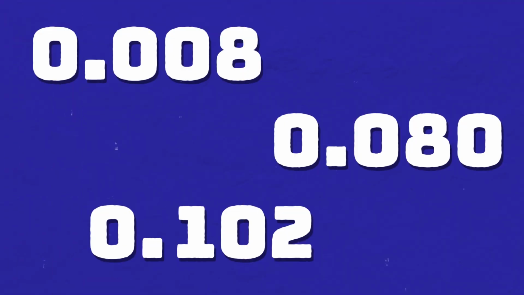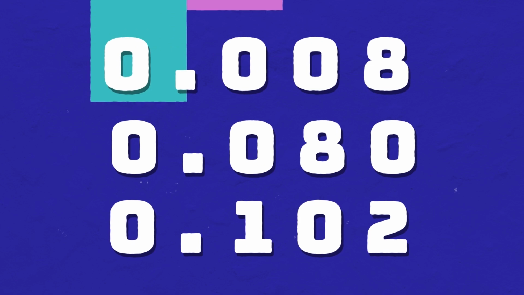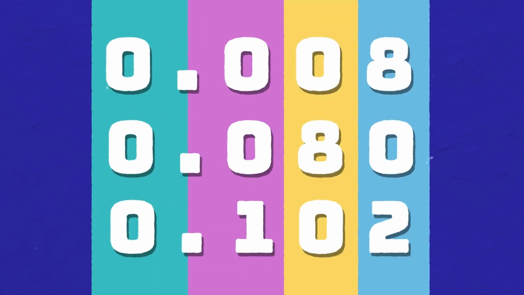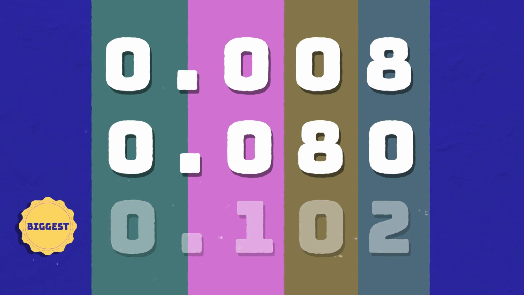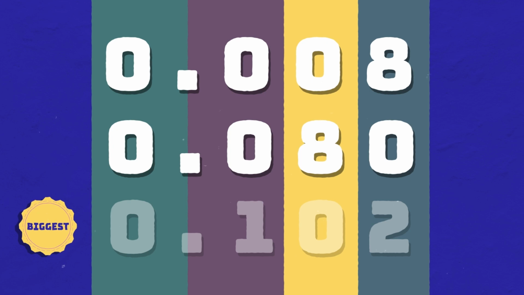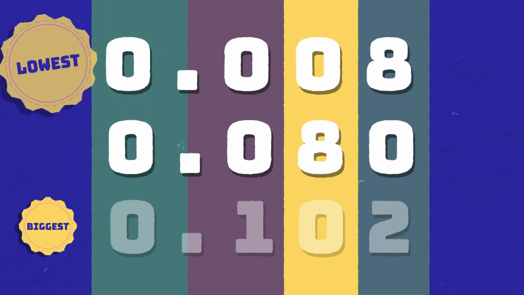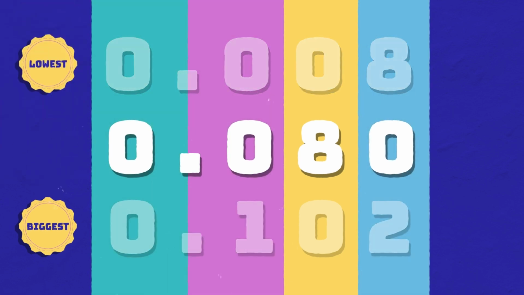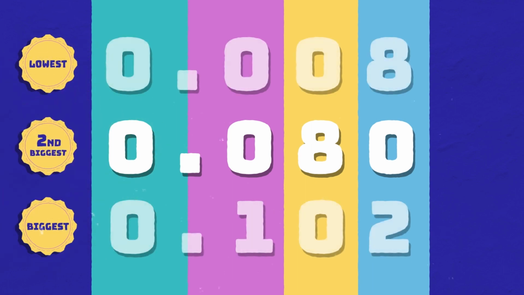Let's look at the column method. Line them up vertically and start from left to right. Ones column, they all say 0. Tenths column, 0, 0, 1. Well, we know which is the highest number, 0.102. But we don't know which one is the lowest, so we need to keep going to the hundredths column to compare 0.008 and 0.080. 0 is lower than 8, therefore 0.008 is our lowest number, then 0.080, then 0.102. Sorted.